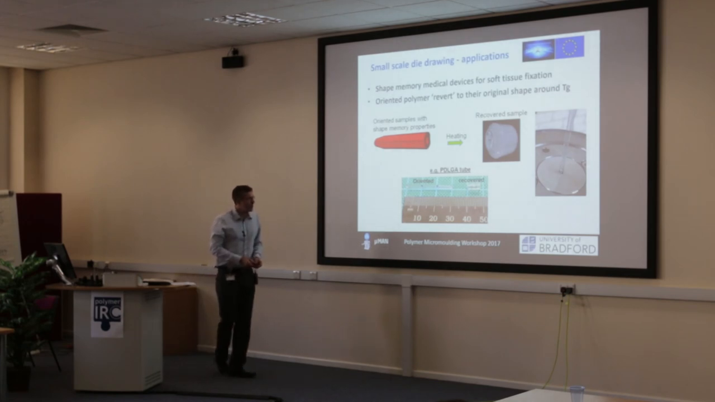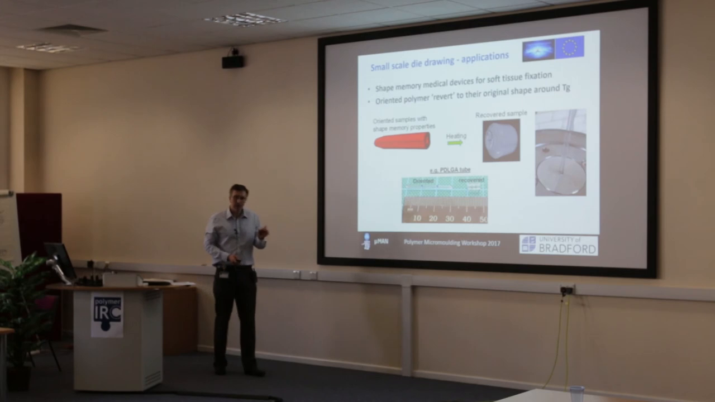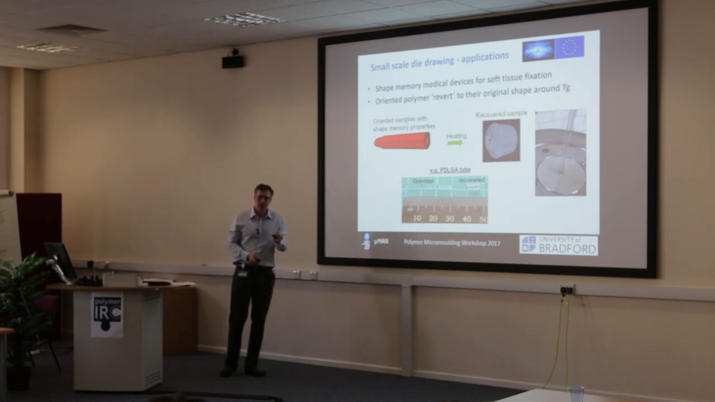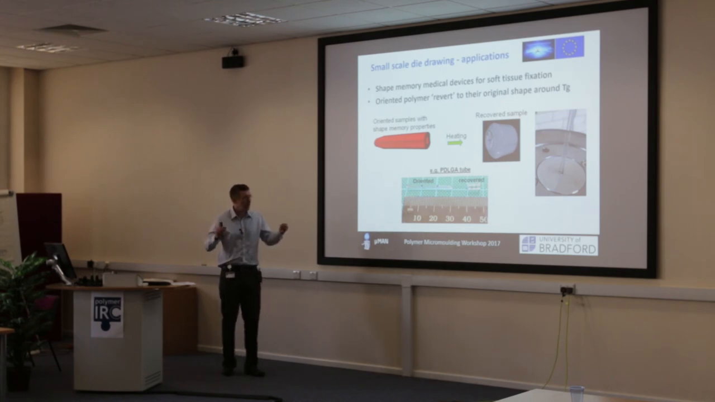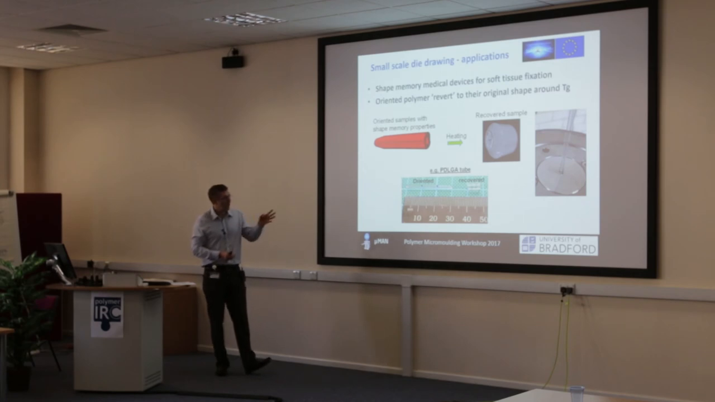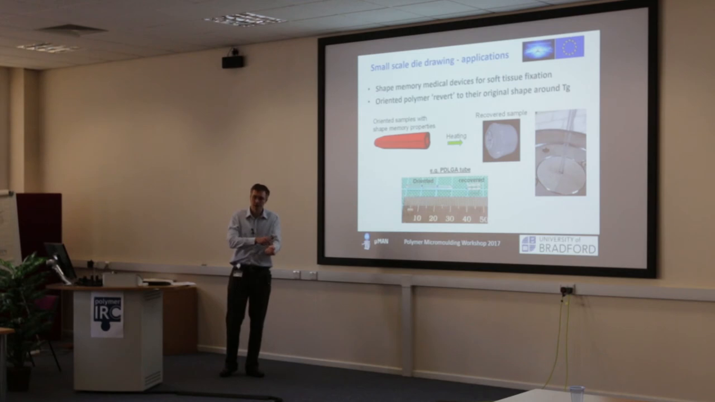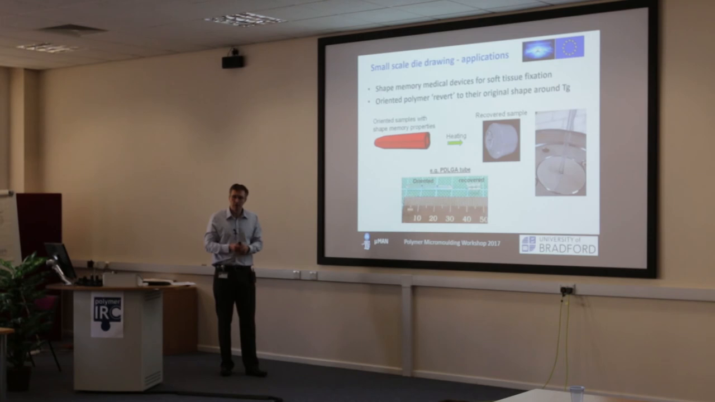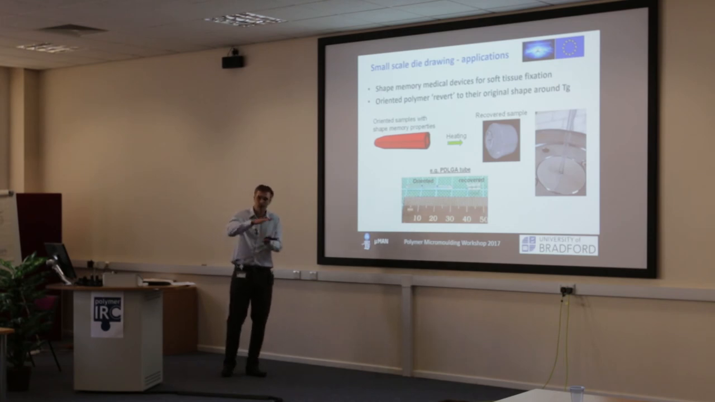Another application of small-scale die drawing is, again a medical application, to produce a material that reverts. Once we die draw the material, we change its geometry. If we heat it up to around its glass transition temperature, it reverts back to the shape it was before. But we can use this to our benefit for things like bone anchors. So if we're trying to attach a material into a drilled hole inside a bone, if we use a die drawn material, which reverts, it goes back to its former shape and it fills the hole inside the bone.